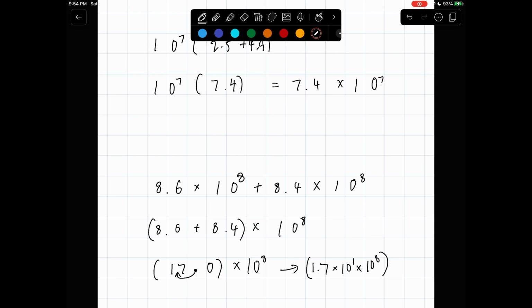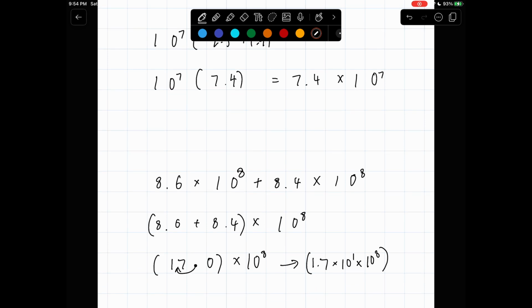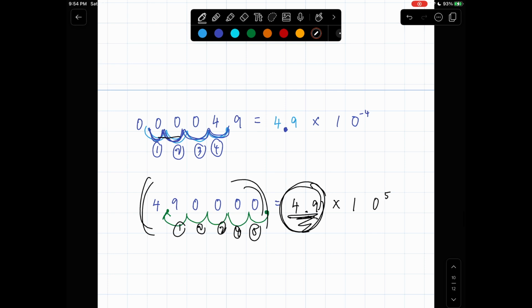What we learned from chapter 1, indices, is that when the same base number is multiplied by itself, its powers will be added together. So we have 1 here and we have 8 here. Together they make up 9. So the answer for this will be 1.7 times 10 to the power of 9. That's it. This is where it can get a bit tricky because you will have to remember the law. It has to be less than 10 but more than 1. This is why it's important for you to understand this before moving on to arithmetic.